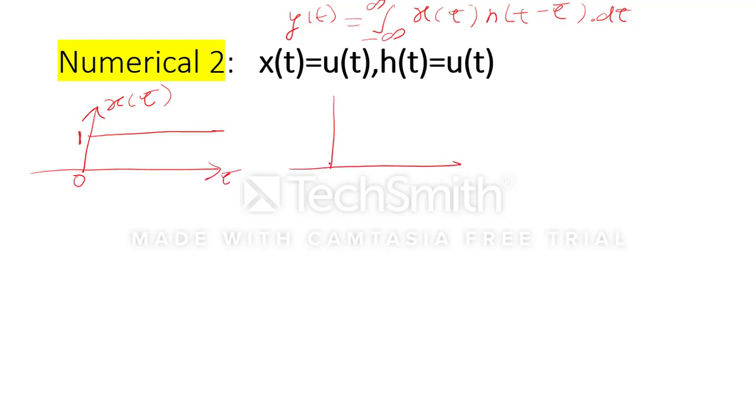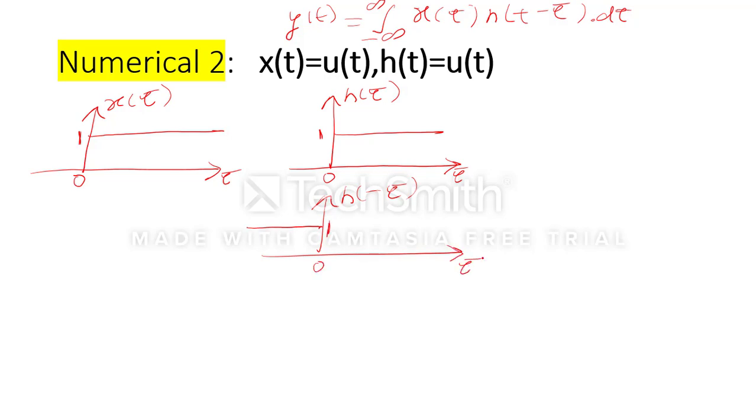Now we have to plot h(tau). h(tau) is nothing but the same unit step signal, 1 magnitude, tau. But here we want h(minus tau), so h(minus tau) will be the mirror image. It will look like this: 0, 1 magnitude, here tau. Now when we add t, we know that if we take t as a negative value, there will be no overlapping. So we have to take t minus tau. t should be positive, then only it will shift towards the right.